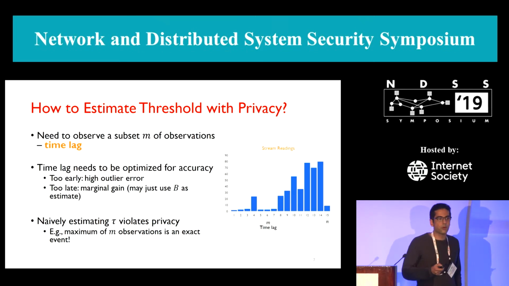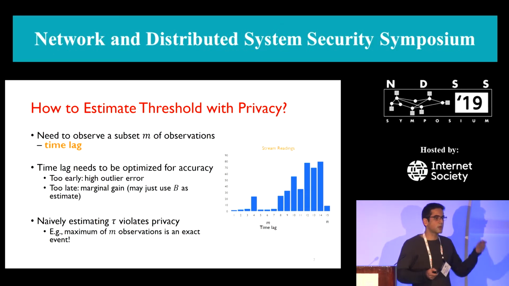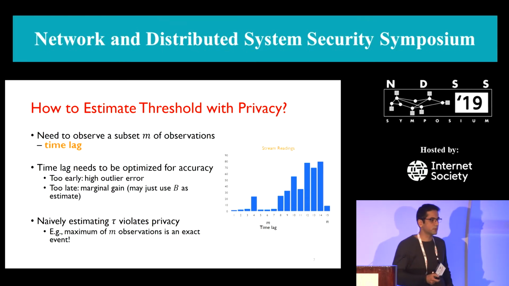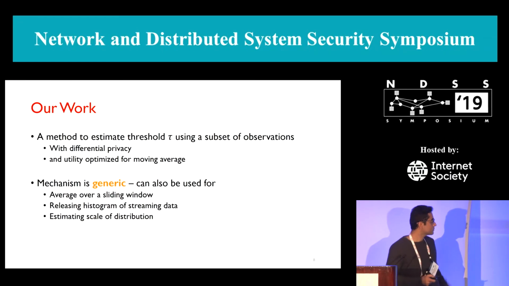For instance, one possibility would be the maximum of the first M readings so far, but that maximum is an actual event which violates the privacy of that person behind that event.